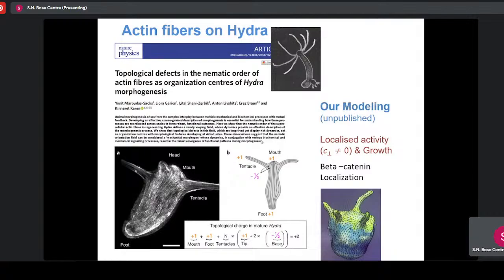rationalized this, from the direction of the fibers, as there being a +1 defect here, so every tentacle has a +1 defect. This one is the central place, which they call a mouth, where the Hydra apparently maintains a +1 defect by some mechanism. Together, everything works out to be +2 because it's again a closed surface, same topology.